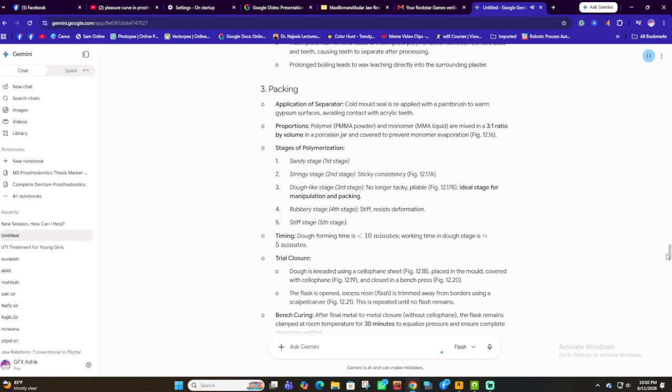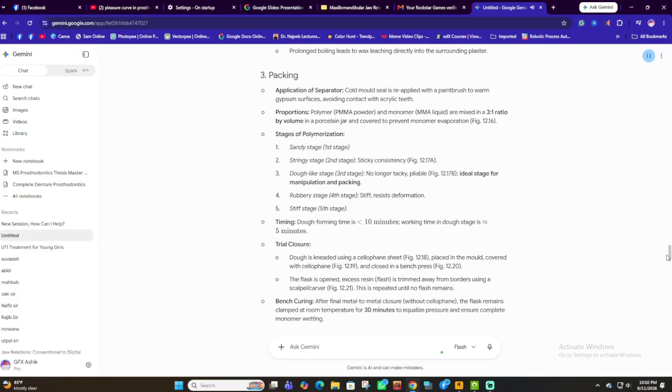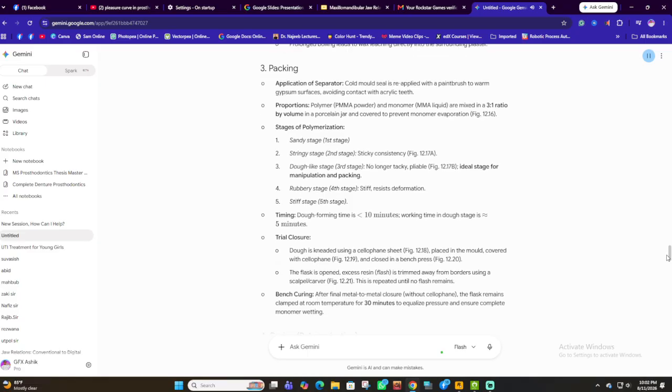Rubbery stage, fourth stage, stiff, resists deformation. Stiff stage, fifth stage. Timing. Dough forming time is less than 10 minutes. Working time in dough stage is approximately 5 minutes.